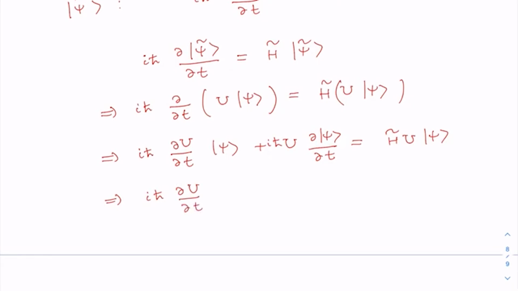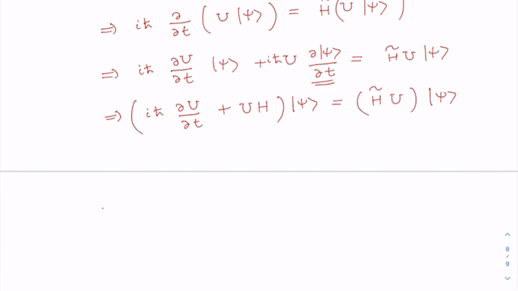You see this one, i ħ ∂ψ/∂t plus I can write it as Hψ, and I will take ψ to the other side, so I will have H. Then let me write here it is ψ̃ and H̃ U ψ.